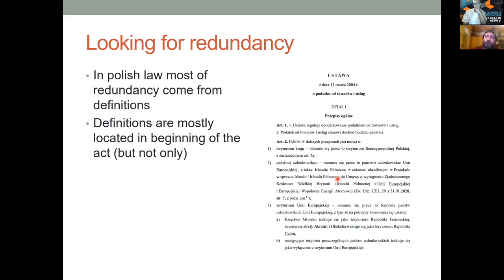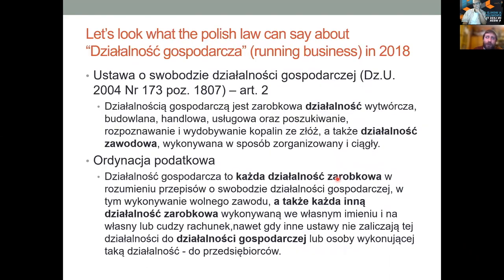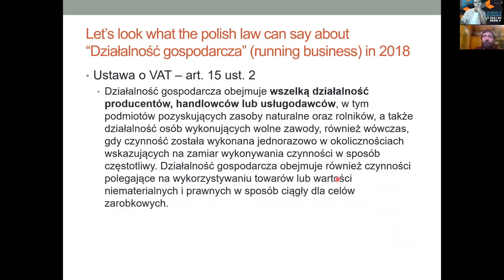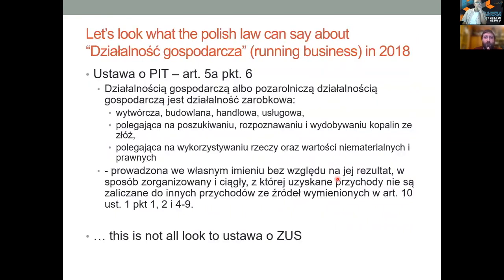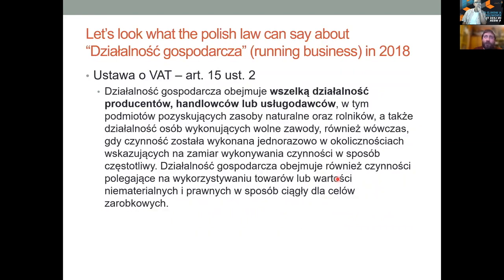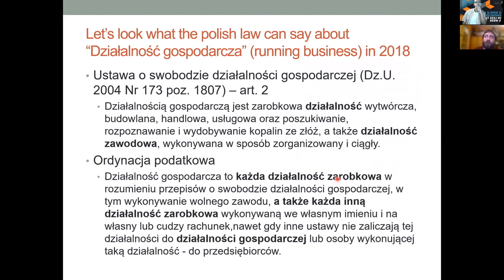If you look at the redundancy, there are multiple definitions of doing business, and you can grab them from each act and compare how similar they are. In the document, if you look at those definitions, there is no way to link them. The text is similar, but they are not linked. If you change something, you can change it for a certain part of the law, but it would be better if it were unified by using a reference to one common definition.